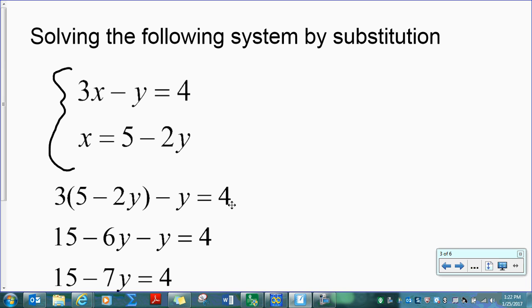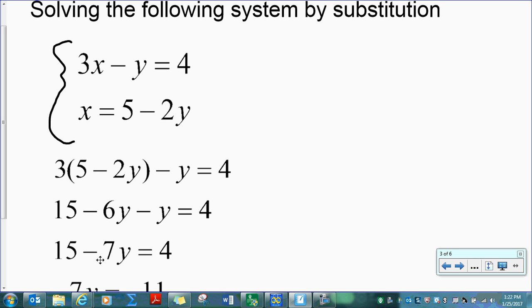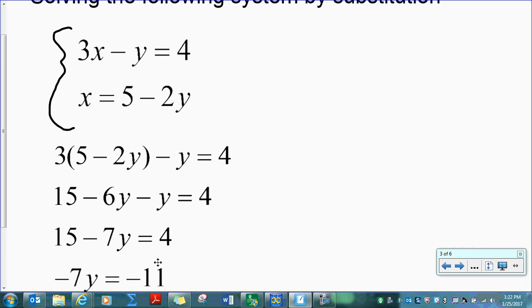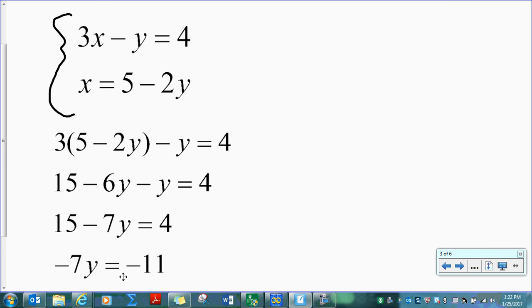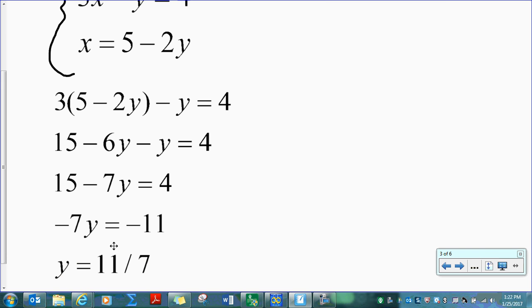Then we go ahead and just simplify it. So we distribute out this 3, so we get 15 minus 6y minus y. Combine our like terms to get minus 7y. And then solve for y. So I subtract 15 from both sides. I get negative 11 over here. I get the negative 7y by itself. Divide everything by negative 7. I get an ugly number, but it's a number. I get y equals 11 over 7.